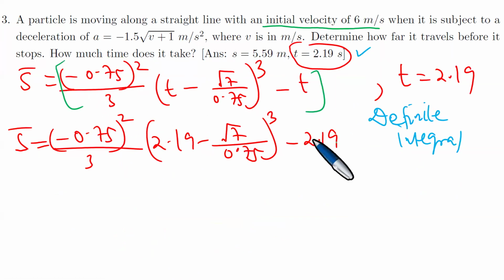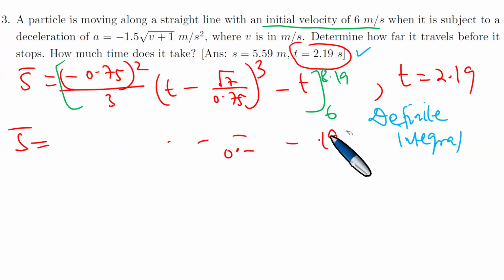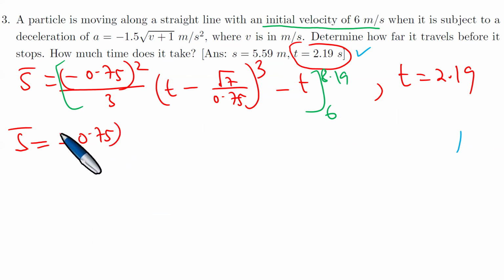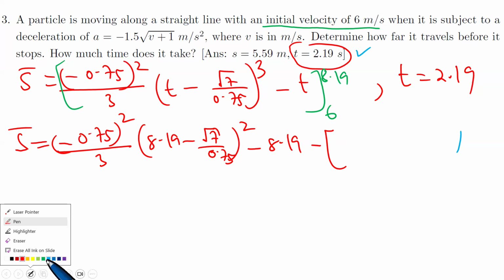Initial velocity is 6 to 8.19. So now let's perform some transformation here. You're going to have the following. Let's do minus 0.75, you square it, divided by 3, then you have 8.19, and then the square root of 7, and then 0.75, and you square this. 8.19 minus, okay, let's do it in green color.